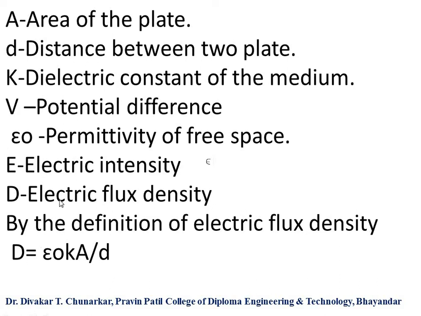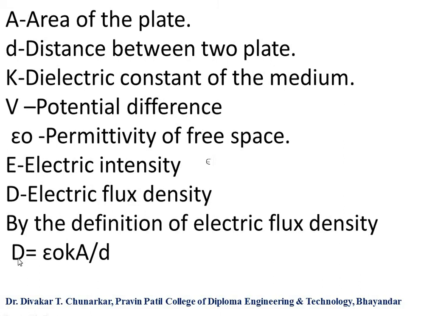Here D is the electric flux density, but in the case of the parallel plate equation, we use C for the capacitance. So C equal to epsilon 0 KA upon d. This is the equation of capacitance, keep in your mind. In another way, D equal to C and C equal to epsilon 0 KA upon d. So this is the parallel plate condenser equation. This equation is very important to solve numerical problems.